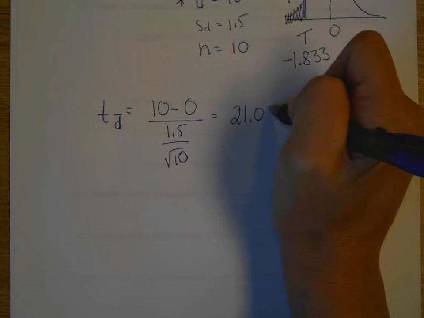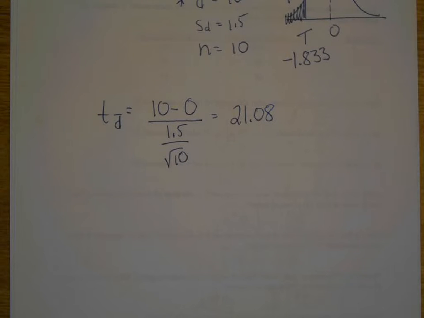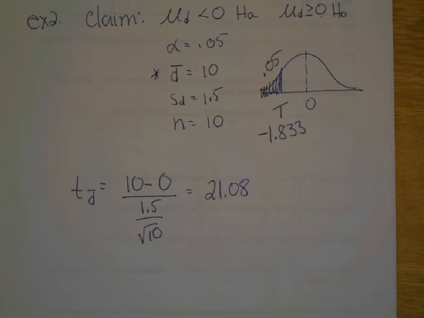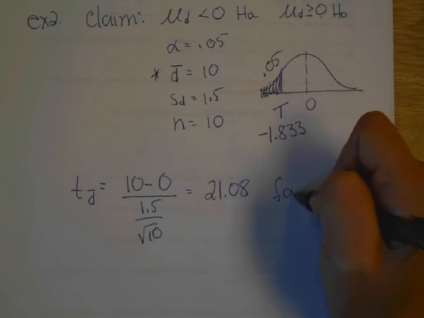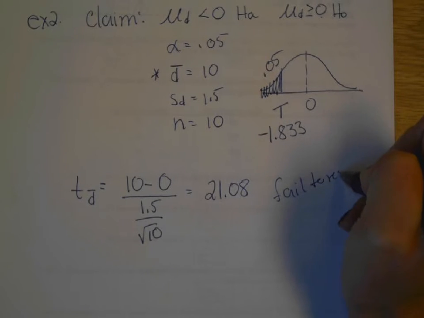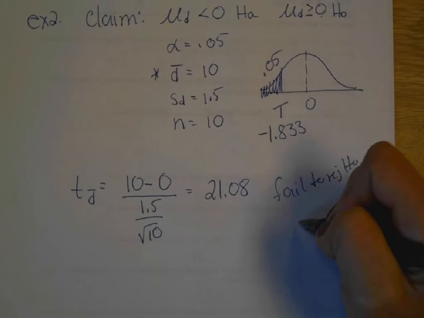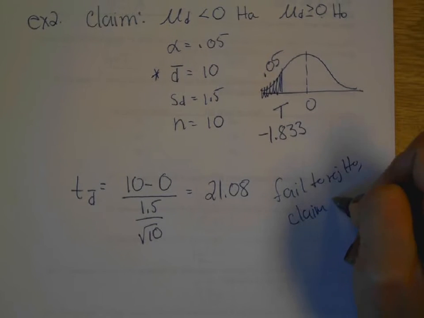21.08. Is that what you guys got? Yeah. That's a big one. We're not even going in the right direction. Oh gosh, did I write that all down right? 11, 21, yep. Negative 1.833, yep. We got it. So we are going to fail to reject the Ho. Usually it doesn't go the opposite way like that, but this one did. That would make the claim false.